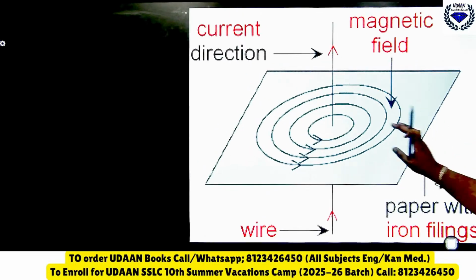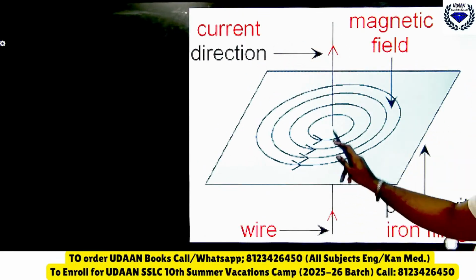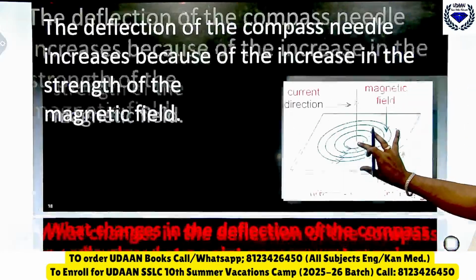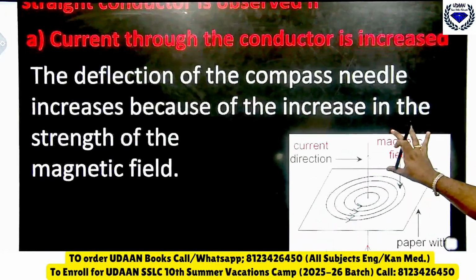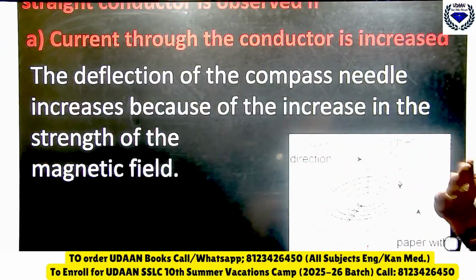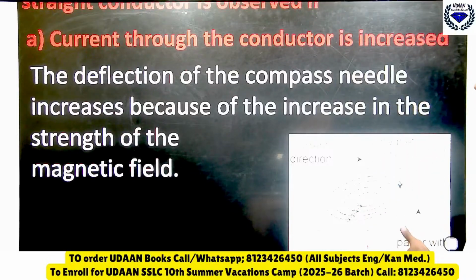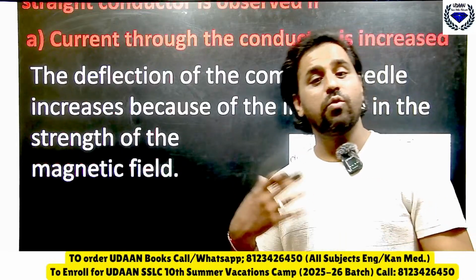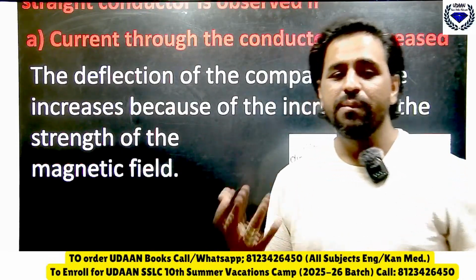Now what happens if the current is increased? They have asked what happens if the current in this wire increases. So what will happen if the current is increased in the wire? See, the deflection of the compass needle increases. If you place a compass needle here, it deflects, and the deflection increases because of the increase in strength of the magnetic field. That means more the current, more the magnetic field.